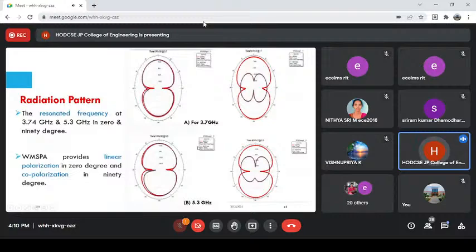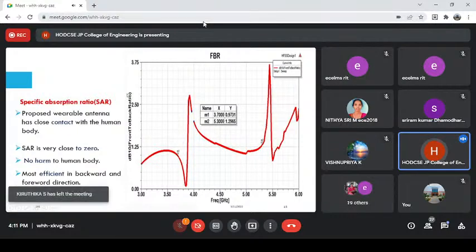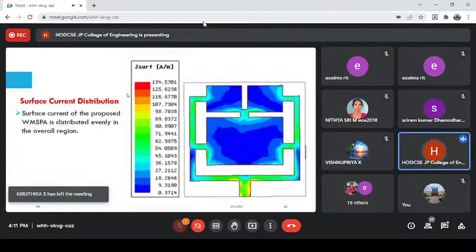Okay, radiation pattern here: the proposed antenna provides linear polarization at 0 degree and co-polarization at 90 degree radiation. Another important factor: it is a wearable device, so it is in close contact with the human body. So the SAR, specific absorption rate, should be close to 0. Here we have achieved a SAR value of 0.9 for 3.7 gigahertz, and 1.23 for 5.3 gigahertz, which is very close to 0. So it is no harm to the human body.